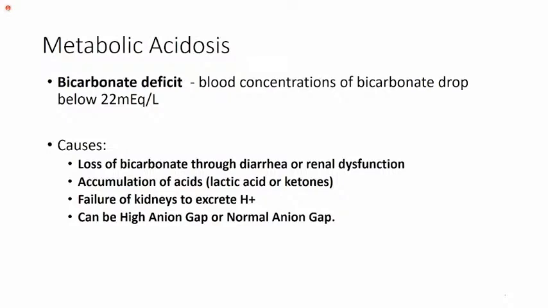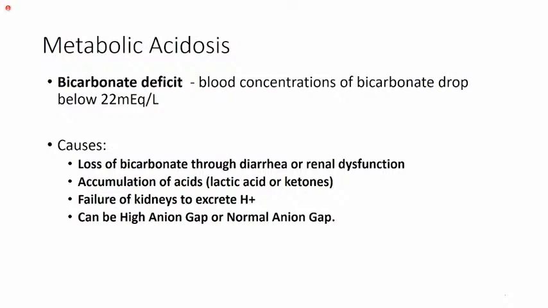Two, it may be because of accumulation of acids. So you may have pathologic acids like lactic acid or ketones if you've got DKA. All these are acids that need to be buffered by the bicarbonate, so as the bicarbonate is buffering these acids, the bicarbonate level goes down. Also, it may be because of a failure of the kidneys to excrete hydrogen ions in the distal nephron segments. So these are some of the common causes of a metabolic acidosis.